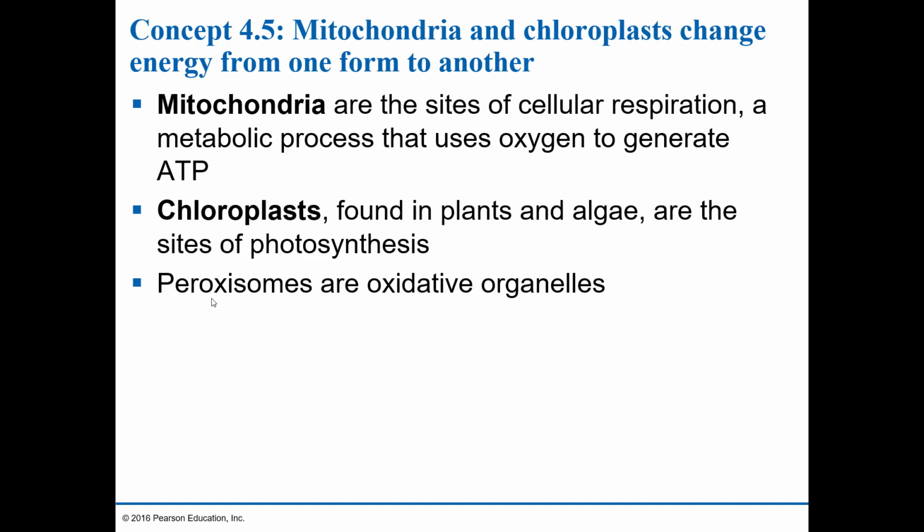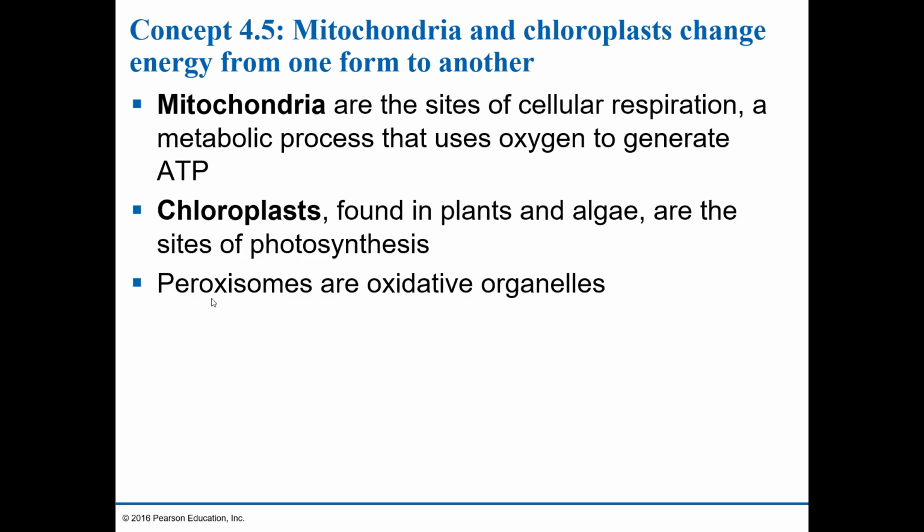We take in oxygen, we eat food, but we make this thing called ATP, which our cells use to do stuff. We think we eat in order to get energy, but basically that food has to be broken down into something called ATP, and that's what our cells use. Chloroplasts are kind of like the plant version of mitochondria. They're in plants and algae. They're not found in animal cells at all, and they're the sites of photosynthesis.